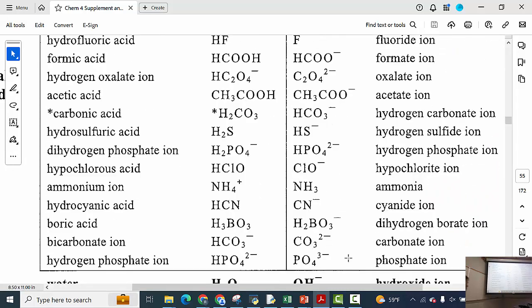So as we go farther down on the acids, these become more and more stable. Becoming more and more stable means it's less likely to lose the proton. And so it becomes more and more difficult to ionize and more difficult to hydrolyze the proton off of these acids.